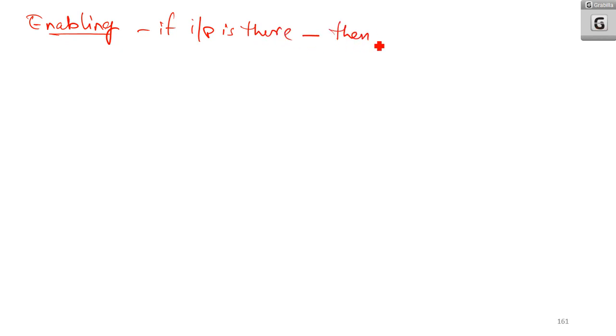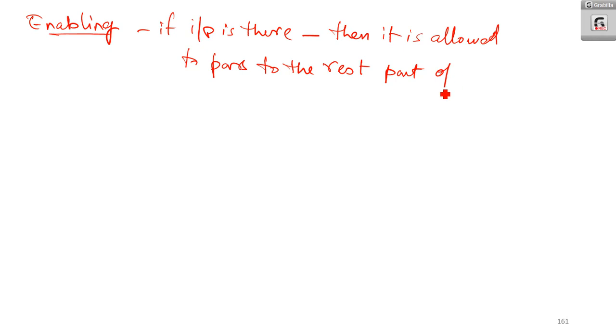So what is meant by enabling? Enabling means if an input is there, then it is allowed to pass to the rest part of the logic circuit.